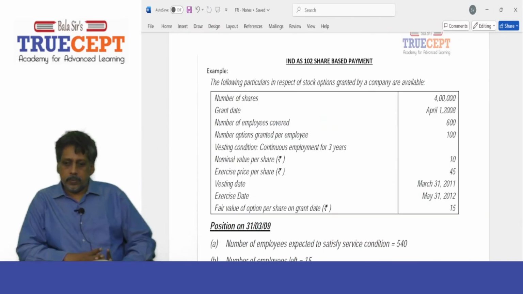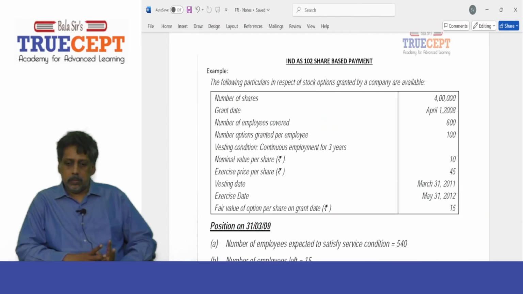The following particulars in respect of stock options granted by a company are available. Number of shares 4 lakh. Grant date April 1, 2008. Number of employees covered 600. Number of options granted per employee 100. Vesting condition continuous employment for 3 years. Nominal value per share rupees 10. Exercise price per share rupees 45.